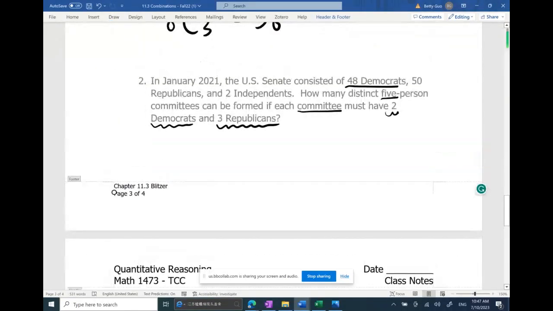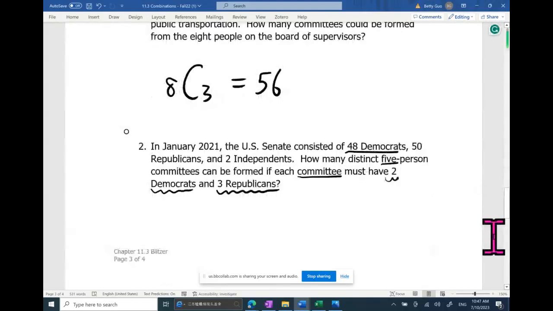It doesn't let me write. Okay, so let me fix it. So C(48, 2) Democrats, right? Be careful, because sometimes they look very similar. So from the 48 Democrats, you choose 2. That's the first step. Then multiply, by the fundamental counting principle, right?